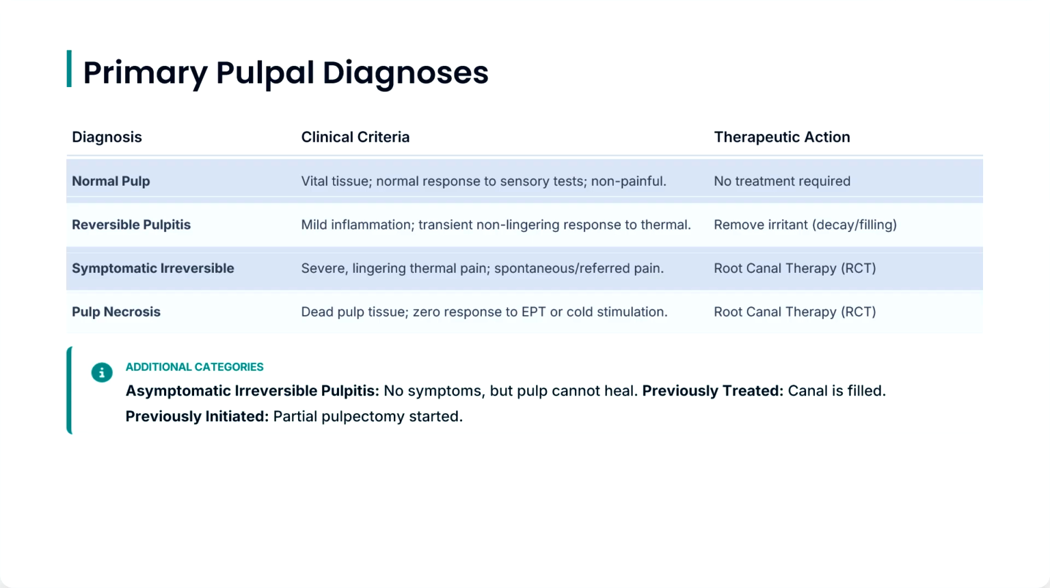All right, this is something I put up here that you might see. So asymptomatic irreversible pulpitis. Symptomatic irreversible means that's your severe lingering thermal pain. Asymptomatic means there's no pain at all, but the pulp is still not able to be healed. Sometimes the pulp is there, it's not fully necrosed, but it's so blown out that it's barely alive, it's barely breathing. You can't heal it, no symptoms.